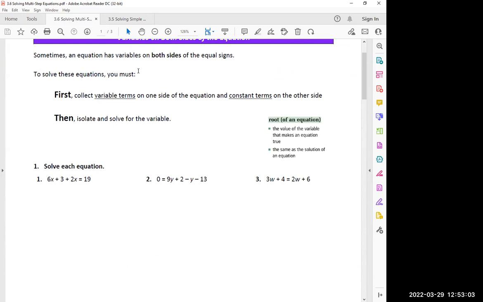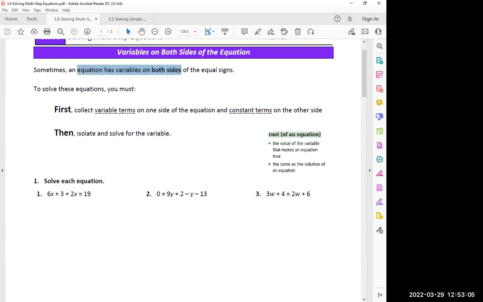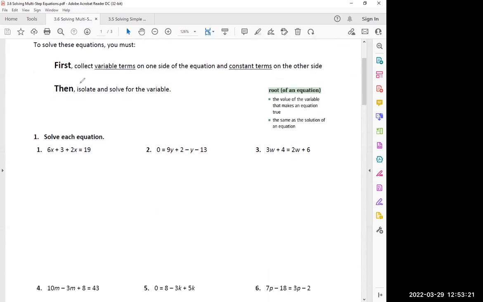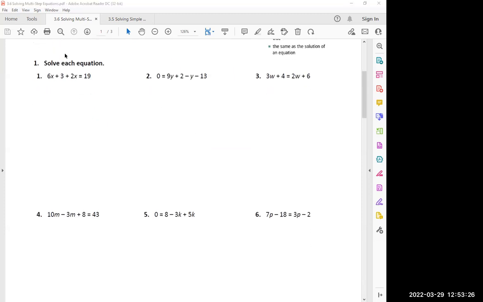To solve these kinds of equations when variables are all over the place, first, collect the variable terms on one side and see if you can group like terms. And then we're going to isolate, and you'll see that it's the same stuff, except there's one more step than before. So, step one, please bring all the variables to one side and all the constant terms without a variable on the other. Consider this.